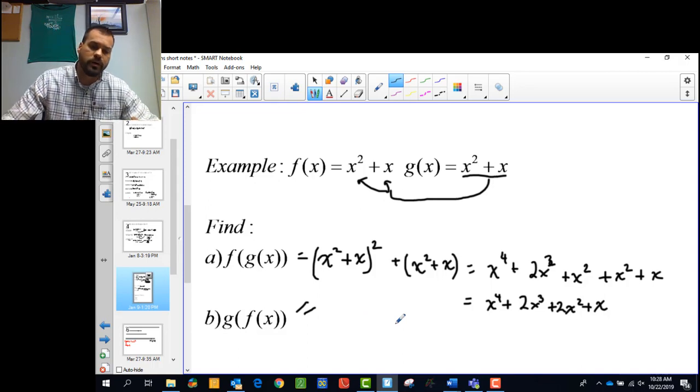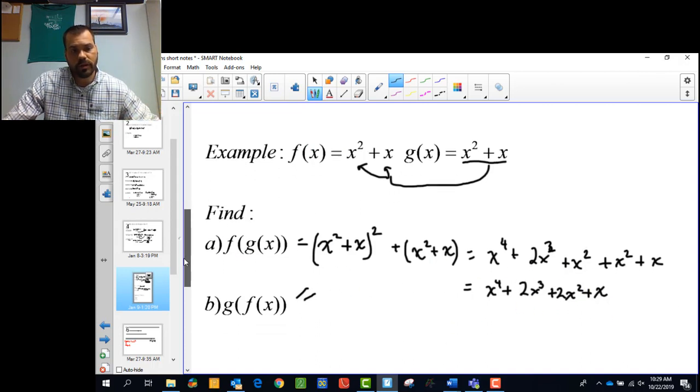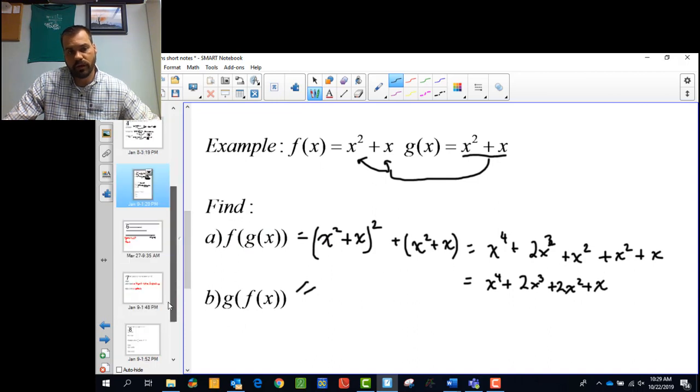Now, I'm going to just say that's also equal to that. We don't have to do it twice, because g and f are the same function. They're both x squared plus x, so they're both going to give us the exact same answer. All right? So that's a little bit easier to do because you don't have to do anything. It's already done.